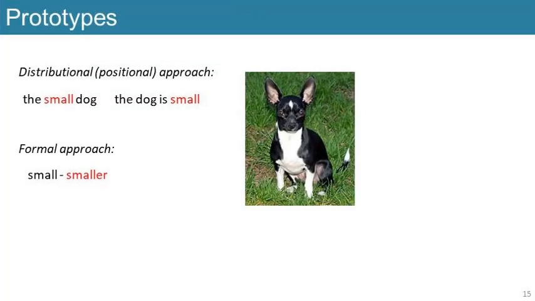Two of the definitional approaches discussed above are the distributional approach and the formal approach. In the distributional approach, for example, we note the two possible positions of adjectives. Firstly, preceding the noun, as in the small dog, and secondly, as the complement following the copula to be, as in the dog is small. In the formal definitional approach, we note that many adjectives form their comparatives by adding the suffix r or er, for example, smaller.